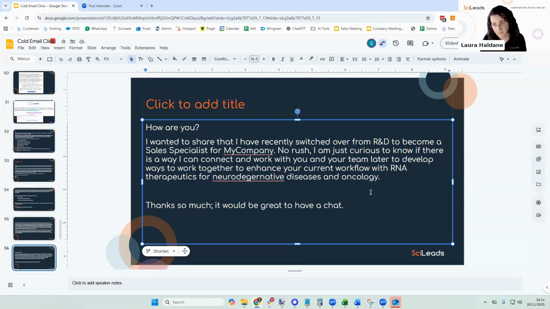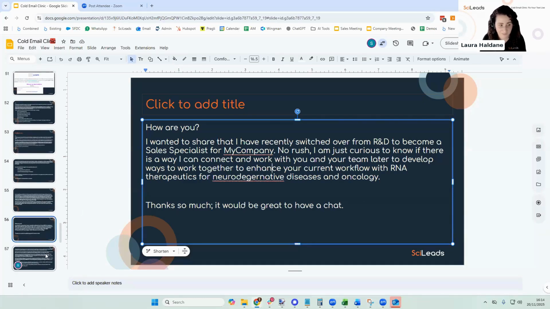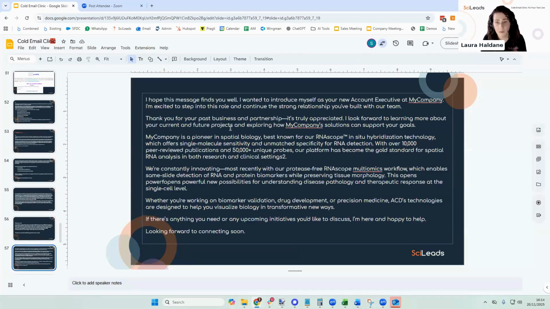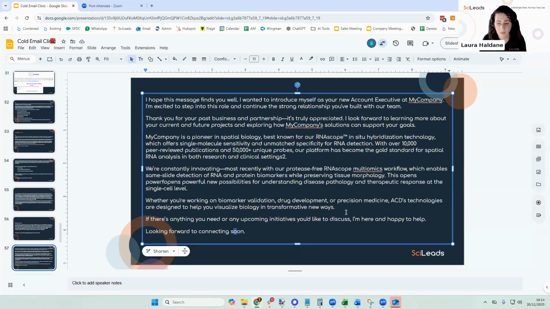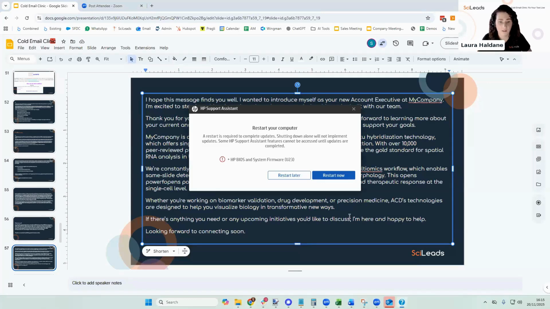"Thanks so much. It would be great to have a chat." Far too passive. We all know that now. I probably don't need to go through that again. "Hope this message finds you well. Wanted to introduce myself." Perfect. "I'm excited." Okay, grand. Well, now we're getting a bit long here. What is in it for me? What am I actually doing here? I already know what your company does because I obviously work with you. "I'm happy to help. Look forward to connecting soon." No one is going to write that at the bottom of an email. So yes: "Hey, wanted to introduce myself. I am your new person to work with you. I can help with these, or I wanted to let you know these."